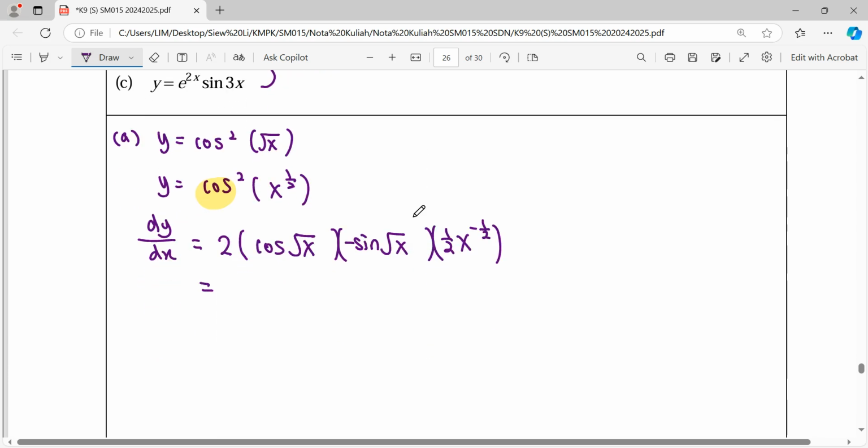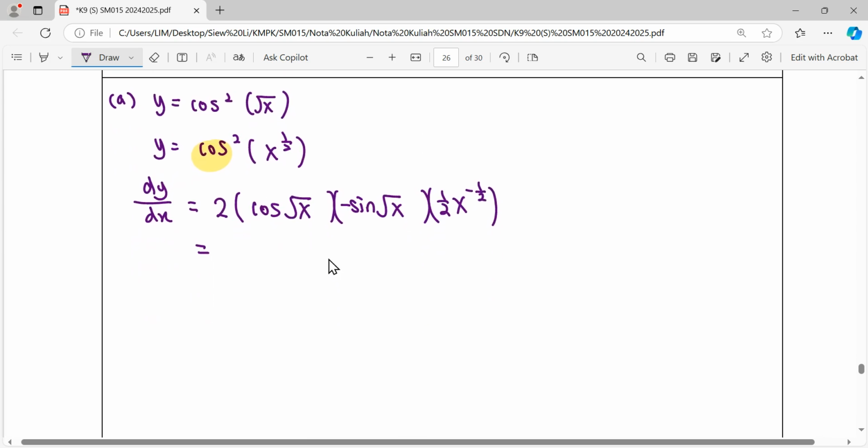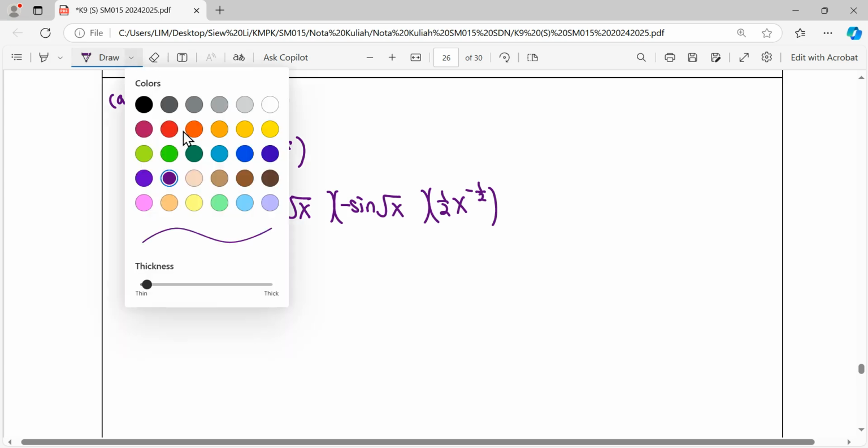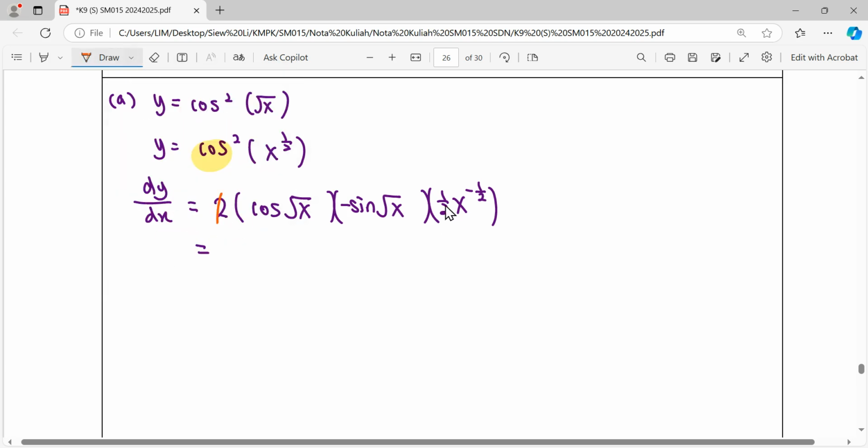Then we are going to simplify this. We write it into the position. As we can see, 2 and divide by 2 can be simplified. And then cos sec x times sine sec x, negatively, over square root x. So we have here cos x sine x.